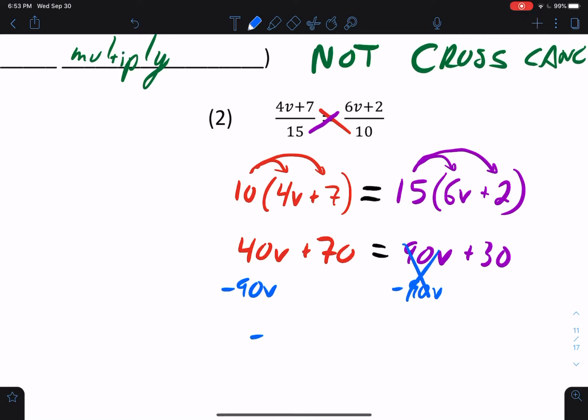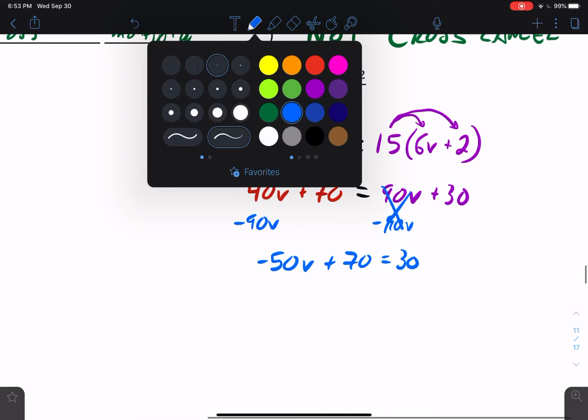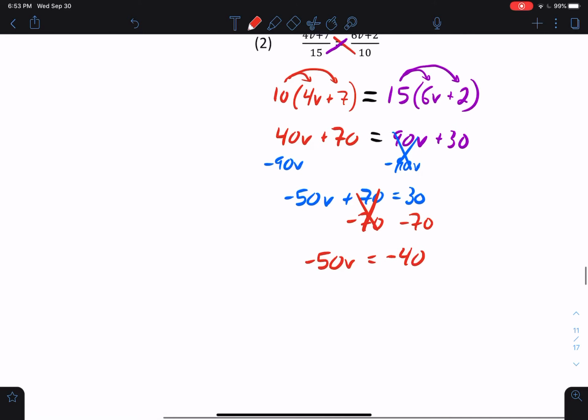That's going to leave me with negative 50v plus 70 equals 30. Next step is to subtract 70 from both sides. So we'll get negative 50v equals negative 40. Then my last step, divide both sides by negative 50. That'll give me v by itself.